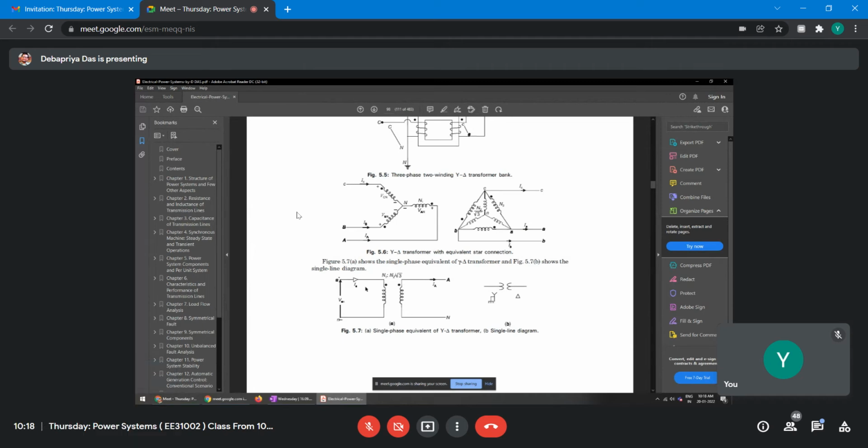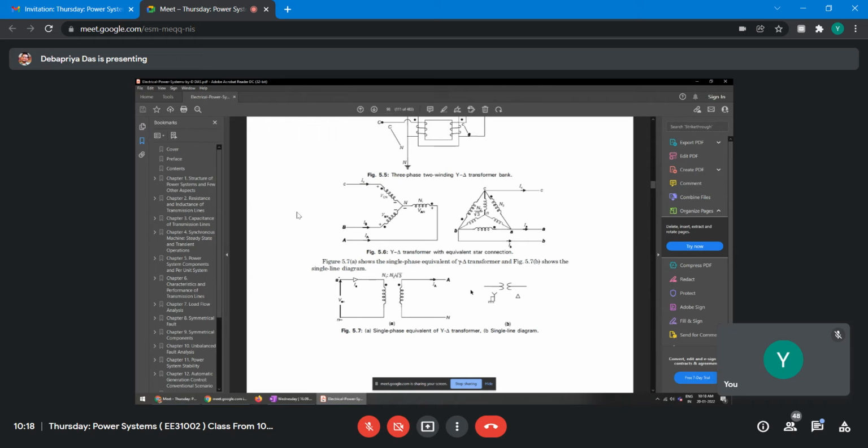And this side is N1, and this side is equivalent star, we have made it. That's why this turns ratio is taken N2 by root 3, right? And this is how the single line diagram is drawn, and this side is star grounded, that's why it is grounded, and this side delta, right? So this way we represent the transformer as a single line diagram.